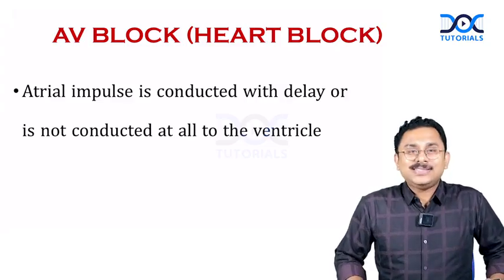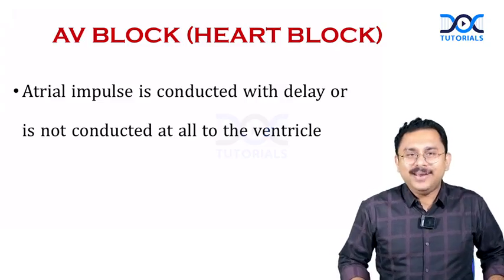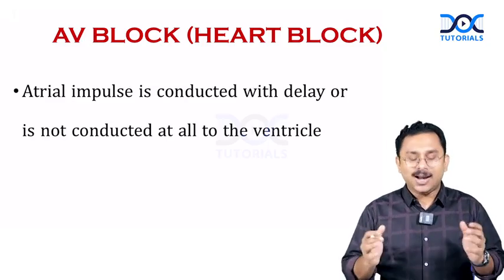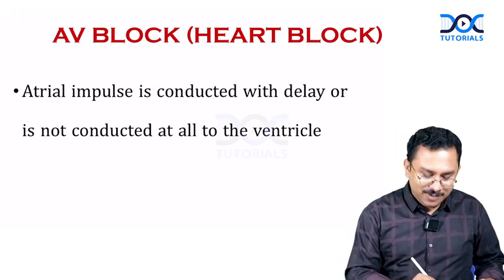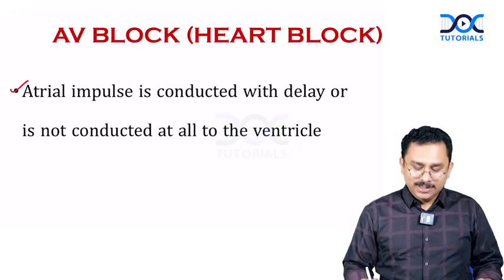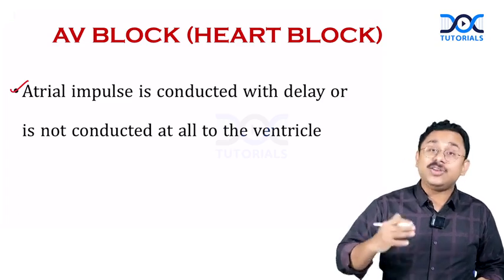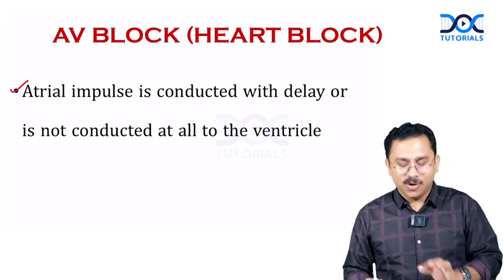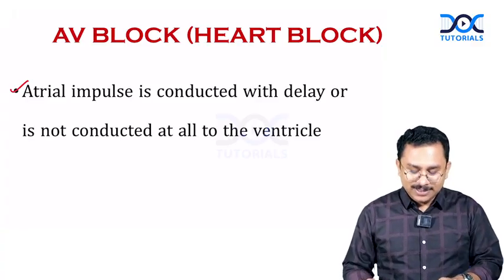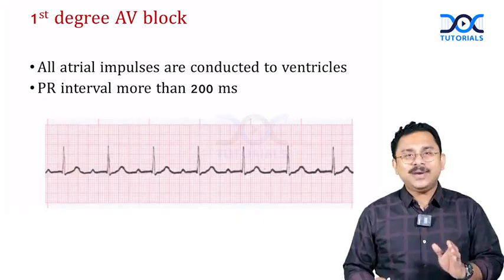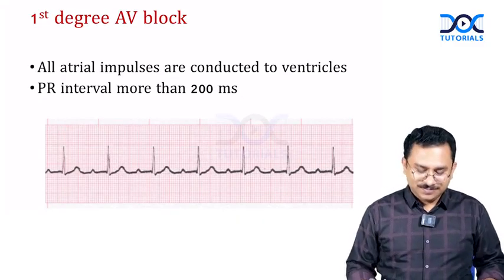Now we are going to discuss the next group of bradyarrhythmias that occur due to AV block or heart block. So what happens in AV block is that the atrial impulse is conducted with a delay, or is not conducted at all to the ventricles. That is what an AV block is. AV block can be first degree, second degree or third degree. So what is happening in a first degree AV block?